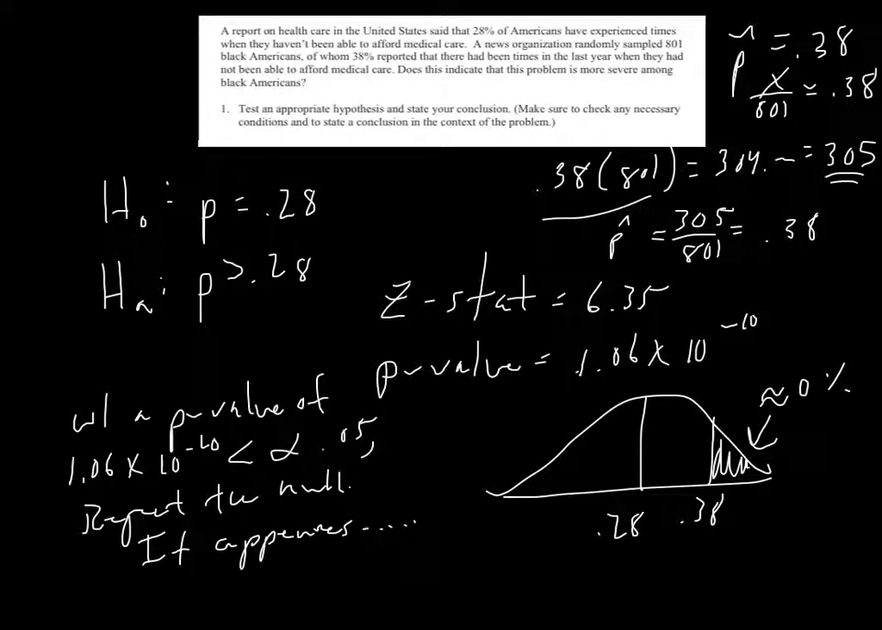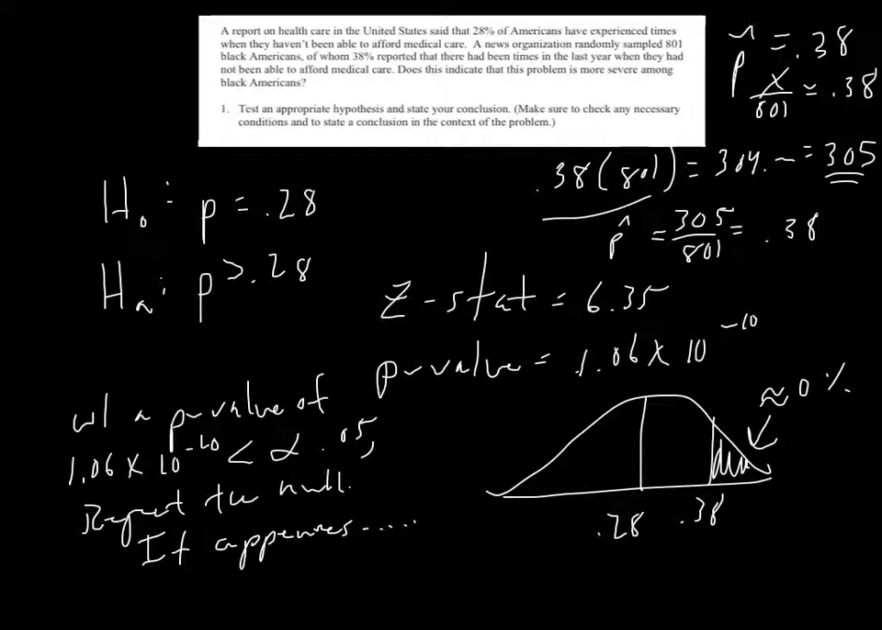Okay, so I have a pretty busy picture here, and I know it says check the necessary conditions, so we're just going to talk our way through this. First of all, 801 black Americans is less than the population of all black Americans. I believe that there's a random sample of black Americans, and 28% of 801 black Americans is definitely over 10, and 1 minus 0.28 times 801 is definitely over 10. So we'll expect to see out of 801 black Americans over 10 successes and failures.